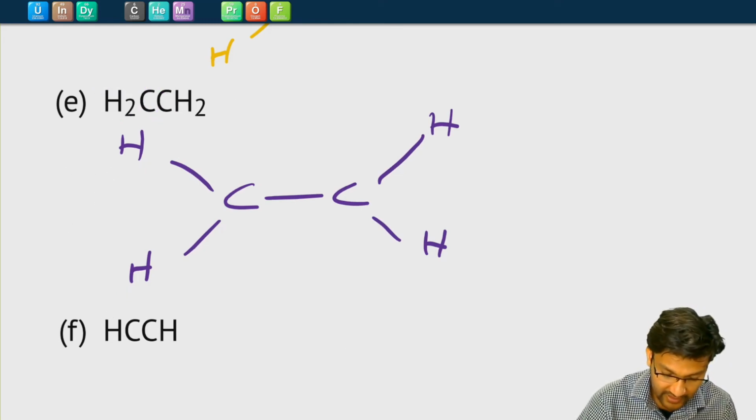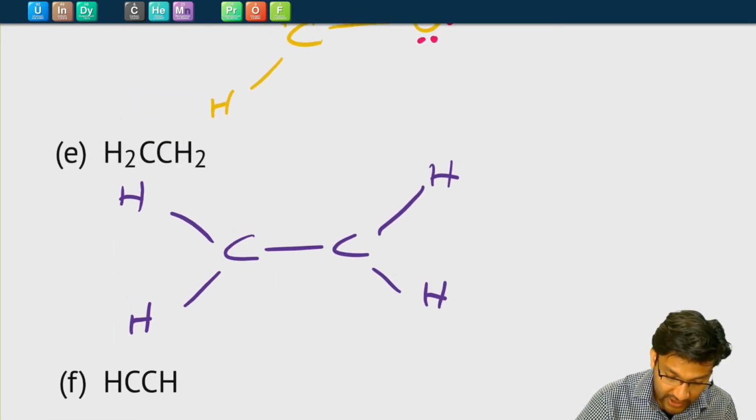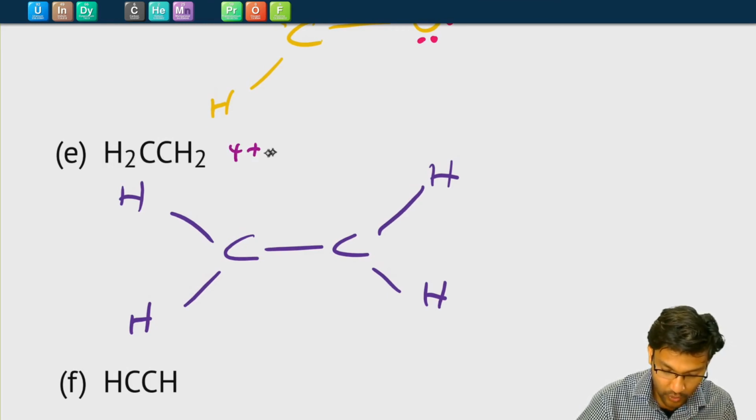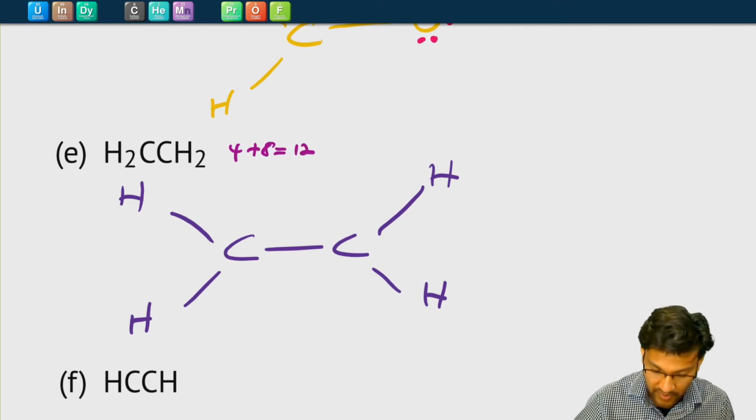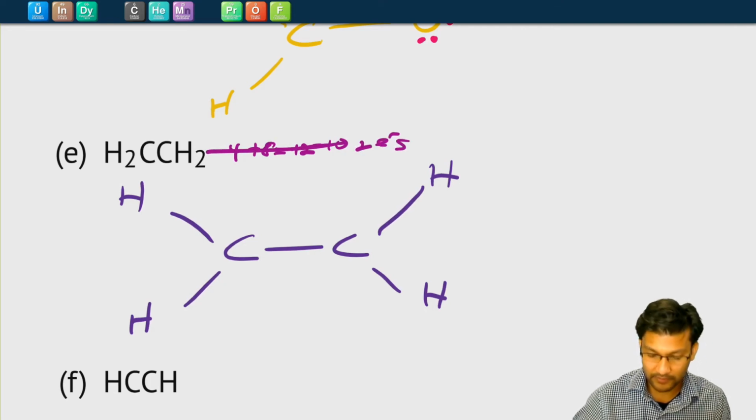All right, valence electrons. There's 4 hydrogens, each with 1, so that's 4 electrons. There's 2 carbons, each with 4, so that's another 8. So that's 12 valence electrons. But we have 1, 2, 3, 4, 5 bonds, each with 2 electrons. So that's 10 electrons, so we need to distribute 2 more electrons.